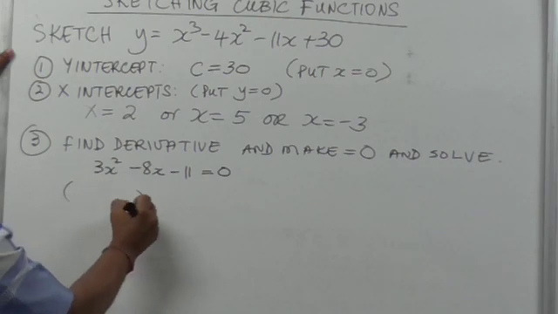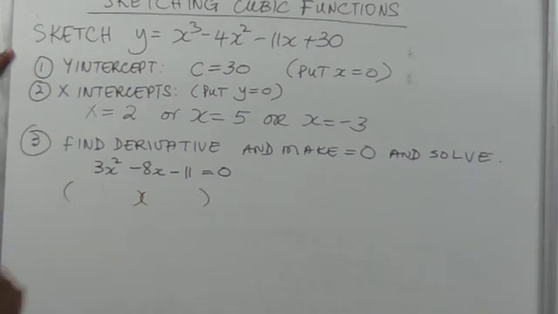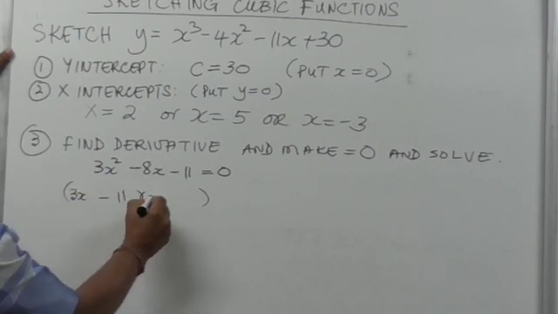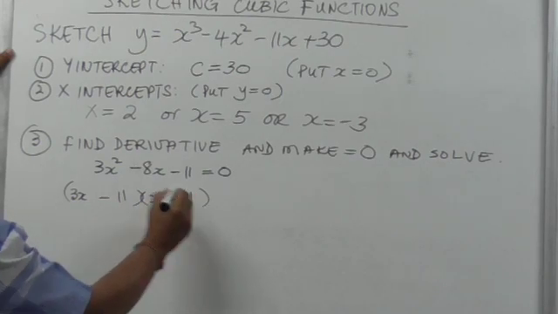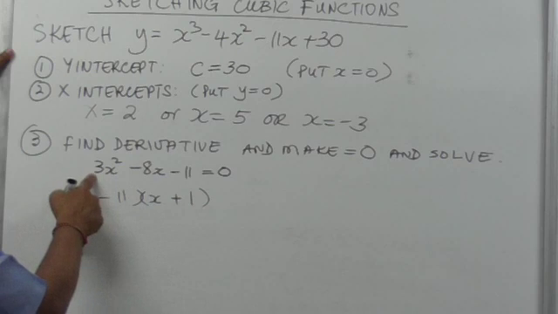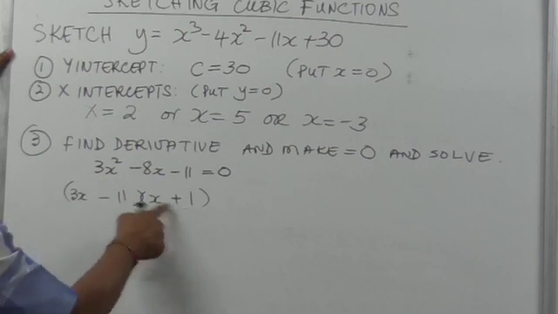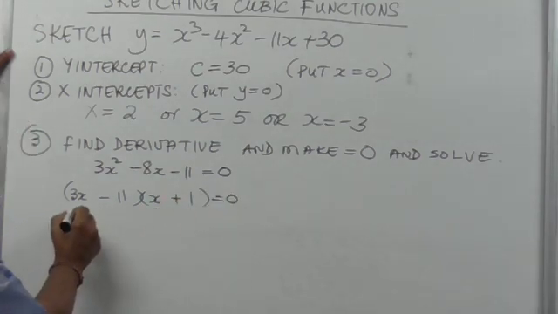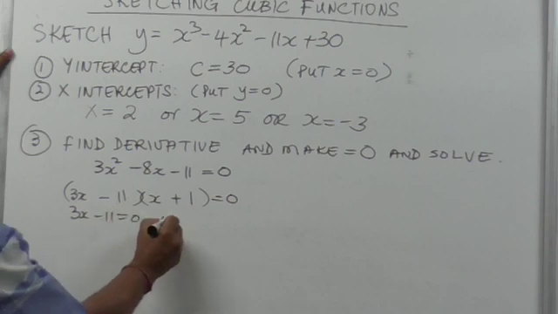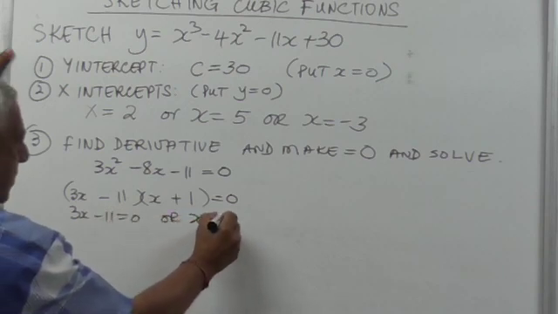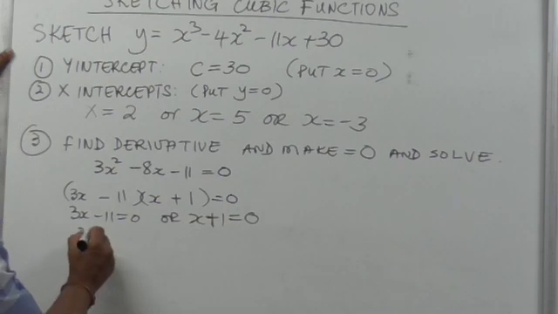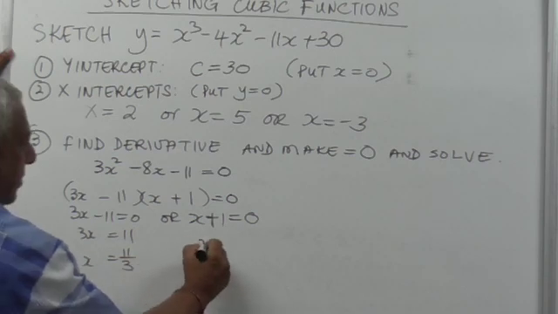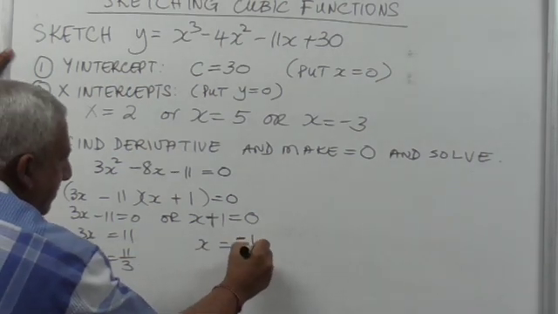Solve it, you'll get (3x minus 11)(x plus 1). Let's test: 3x squared minus 11x plus 3x minus 11, correct, is equal to 0. So you'll get 3x minus 11 is equal to 0 or x plus 1 is equal to 0. Then 3x is equal to 11, x is equal to 11 over 3. And here you'll get x is equal to negative 1.